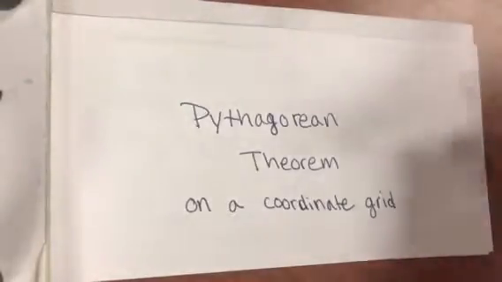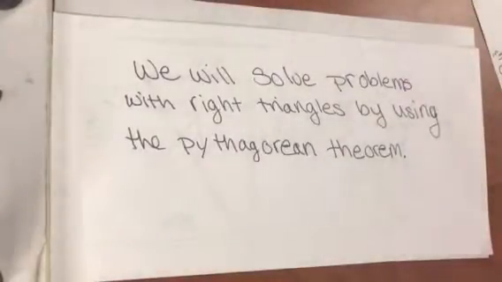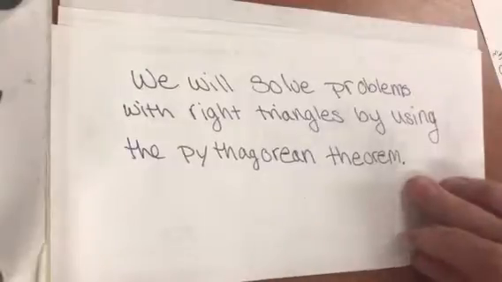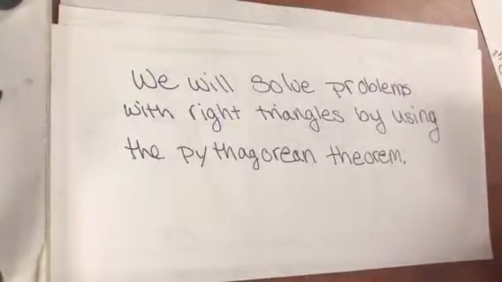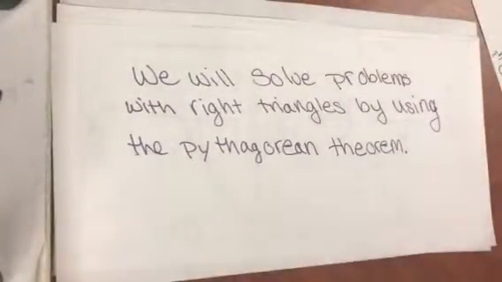But anyway, okay, Pythagorean theorem on a coordinate grid. Here we go. Okay, we will solve problems with right triangles by using the Pythagorean theorem. Again, we're doing right triangles. Get used to them. Pythagorean theorem only works on right triangles. It doesn't work on anything else, unless it's a rectangle, because a rectangle has two right triangles. Just FYI. Should we give them the Pythagorean theorem now?